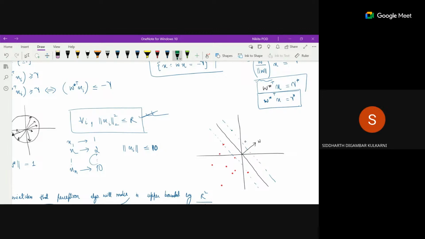Suppose you draw another line between the y-axis and the separating line which you have drawn.